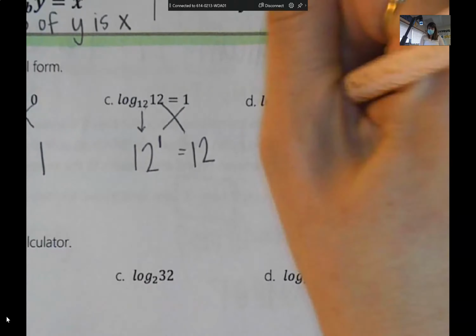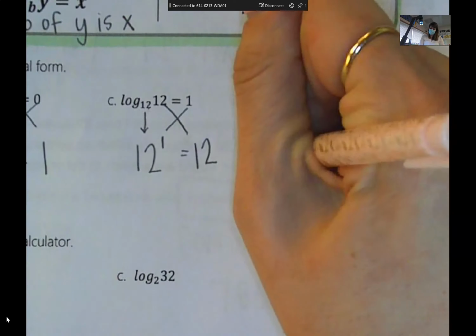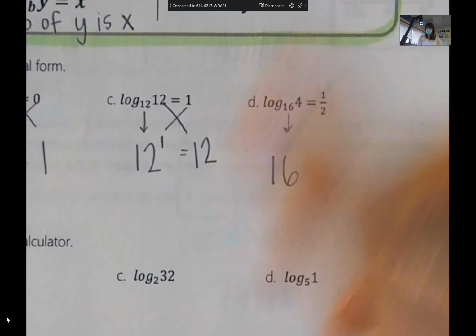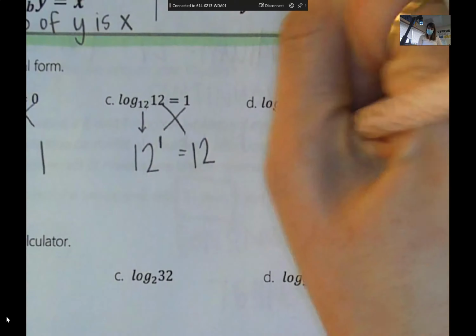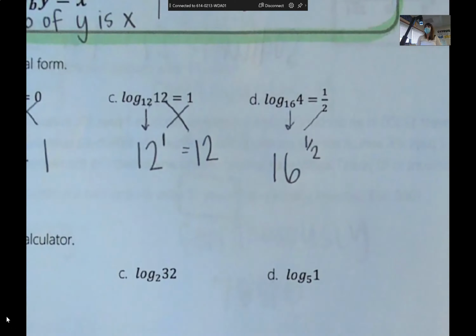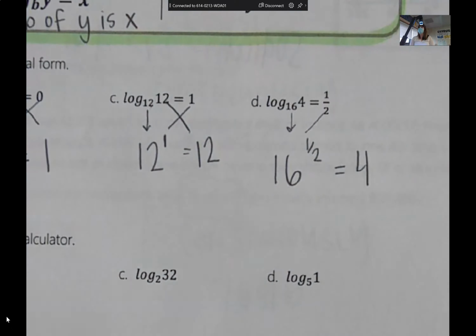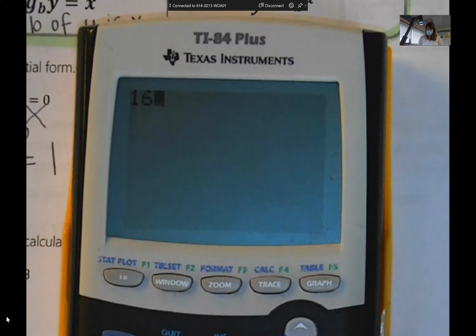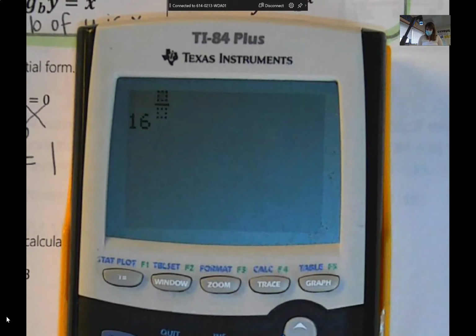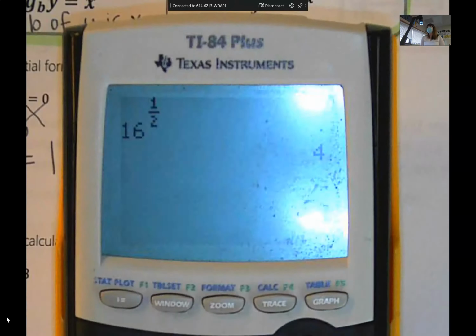So what this turns into is if you raise 16 to the power of 1/2, you get 4. And let's just make sure that I'm telling the truth. So I'll plug that into my calculator. 16 to the 1/2 is 4.